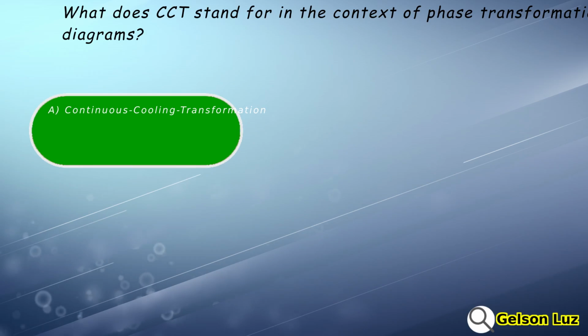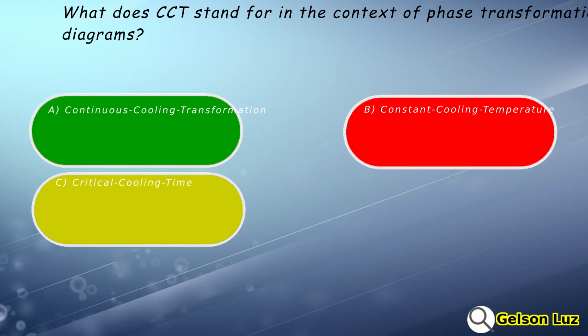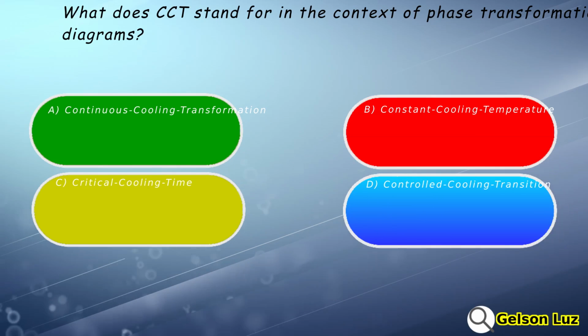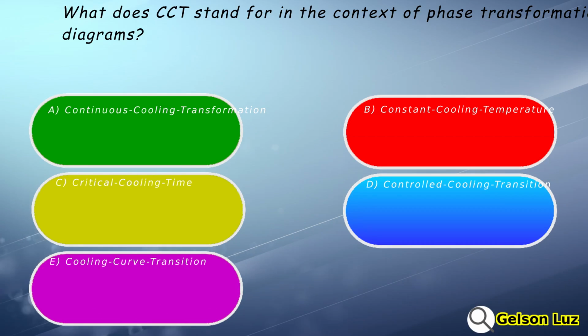A. Continuous cooling transformation. B. Constant cooling temperature. C. Critical cooling time. D. Controlled cooling transition. E. Cooling curve transition.